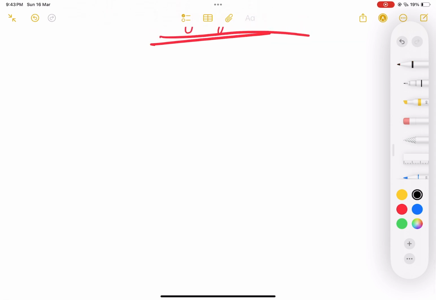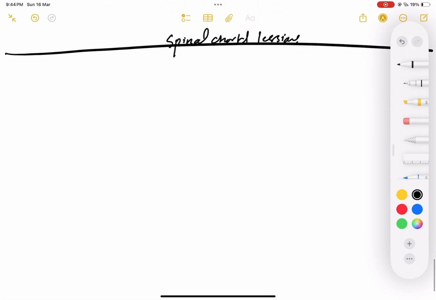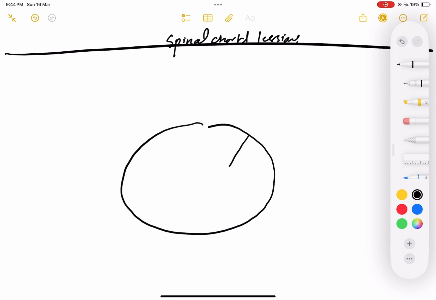Okay, so the next topic which we are going to discuss is spinal cord lesion, right? As we have already discussed the spinal cord in detail, we already know the tracts, we know everything. As I already told you guys, if you know the anatomy, every pathology is going to be really easy for you, right? So we have spinal cord lesion, right? Before discussing spinal cord lesion, let's review the anatomy which we discussed.